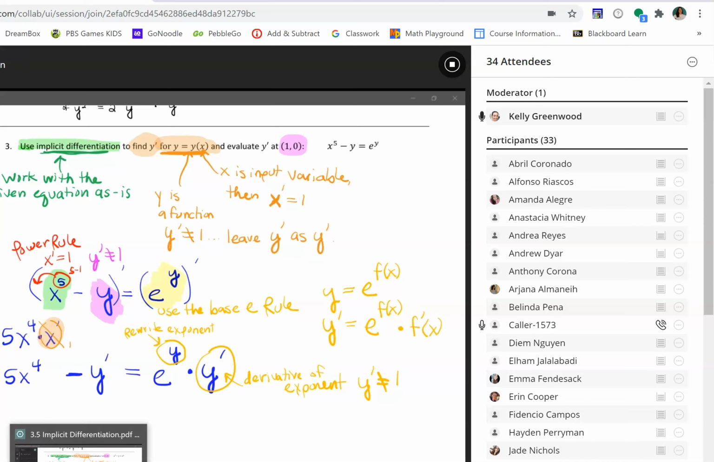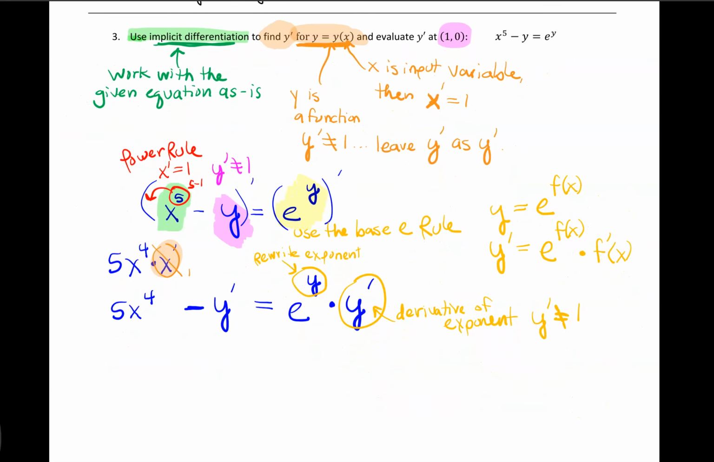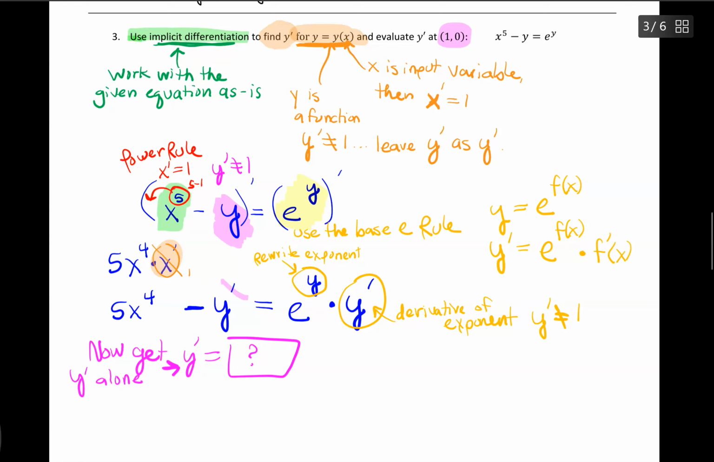Okay, let's keep going. So that's the implicit differentiation part. Now we need to find y prime. So now I need to get y prime alone. Well, that'll be fun, right? Because y prime is on both sides of the equation. So here's y prime, and here's y prime. How are we going to get those alone?